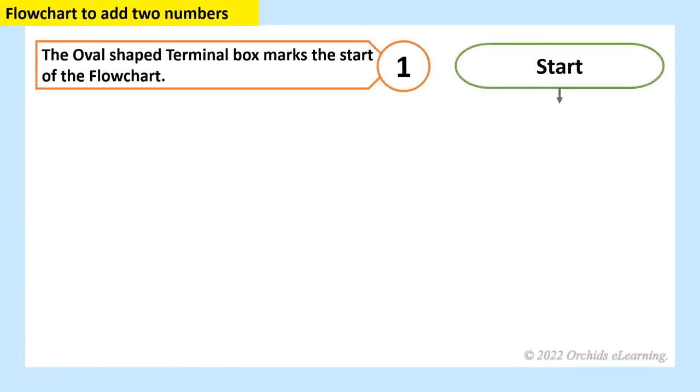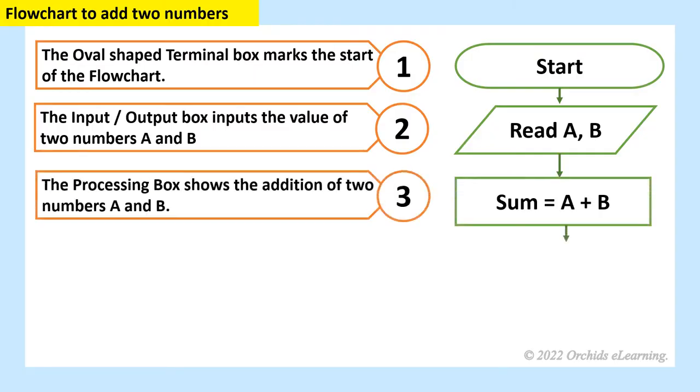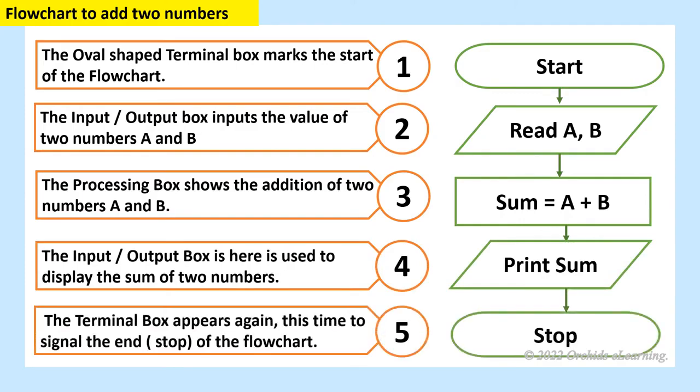Flowchart to add 2 numbers. The oval-shaped terminal box marks the start of the flowchart. The input or output box inputs the values of 2 numbers, A and B. The processing box shows the addition of 2 numbers, A and B. The input or output box is used to display the sum of 2 numbers. The terminal box appears again, this time to signal the end, stop, of the flowchart.